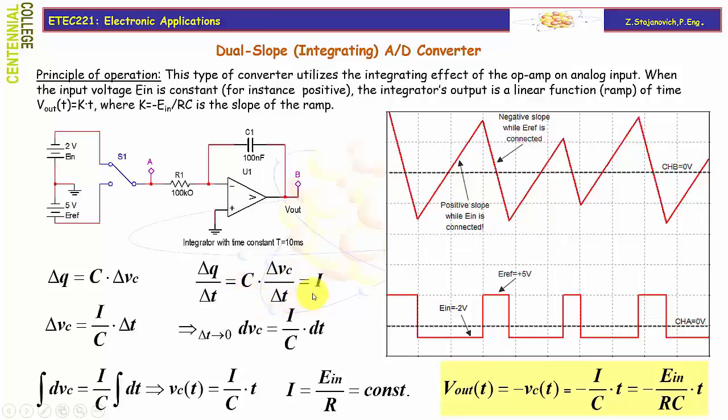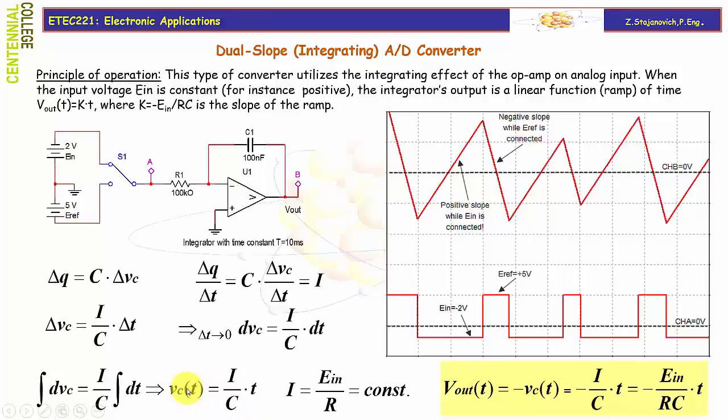Now if you solve this equation for delta Vc, you will get this. In infinitesimal form, when delta T tends to 0, you will get the derivative dVc equals Ic over C dt. To find the value of Vc, all we have to do is integrate both sides. I over C is a constant, so it gets out, and the integral of dt will be t. So this shows you that the voltage across the capacitor is a linear function of time.